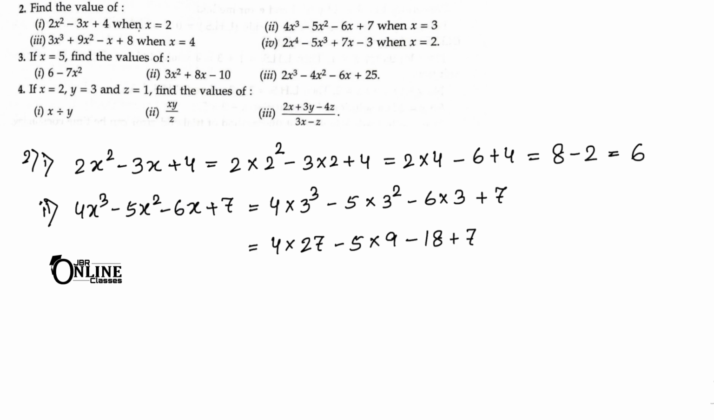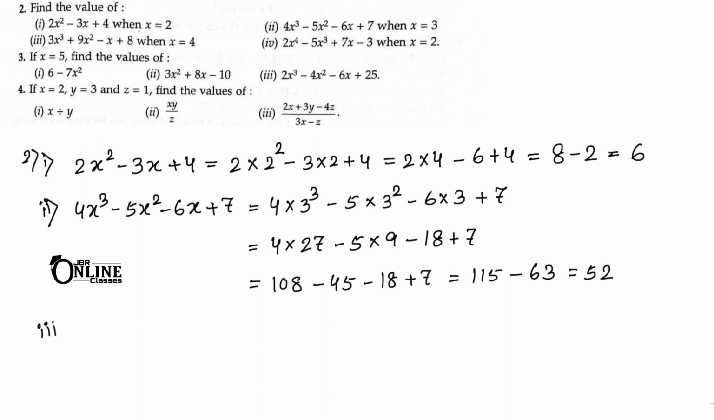Now you have to find 4 into 27, that equals 108. Then 5 into 9, it's 45. Then here minus 18 plus 7. So 108 plus 7 equals 115. And 45 and 18 both are negative, so you have to add these and it will be 63. So 115 minus 63 equals 52, your final answer.